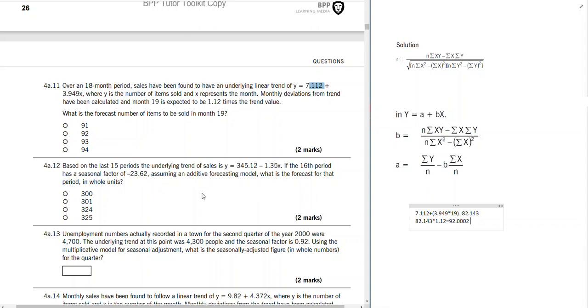Based on the last 15 periods, the underlying trend y equals 345 minus. So with month increase, sales are decreasing, so it's a decreasing trend. If the 16th period has a seasonal factor of minus 2, so this is the multiplicative model. Assume an additive forecast model. What is the forecast for that period? Okay, we have 345.12 minus 1.35 multiplied by 16th period.